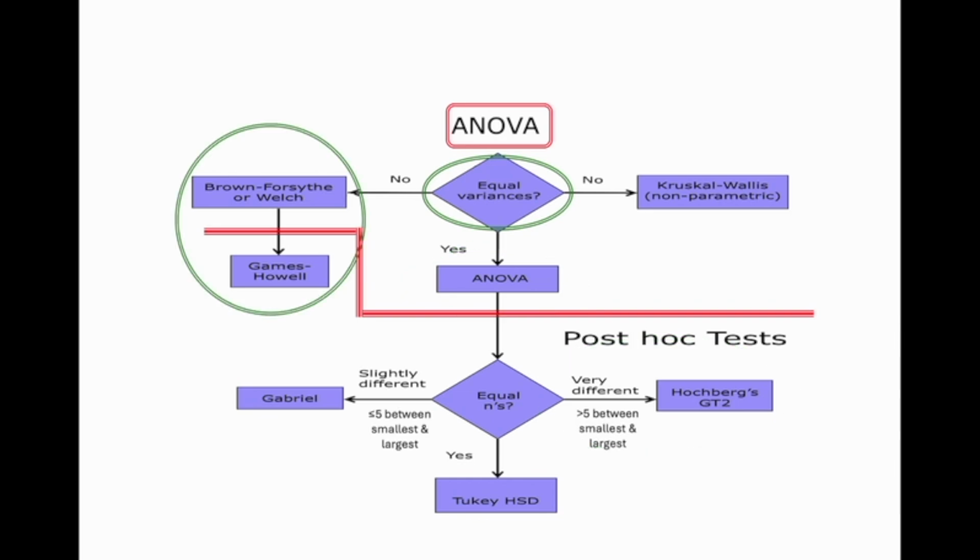If the equal variance assumption is not met, we do the Brown-Forsythe test, which is a robust version of ANOVA. If the data are extremely non-normal, as in ordinal data, the Kruskal-Wallis nonparametric test would be used.